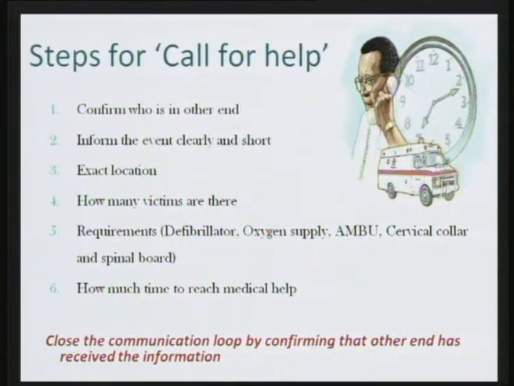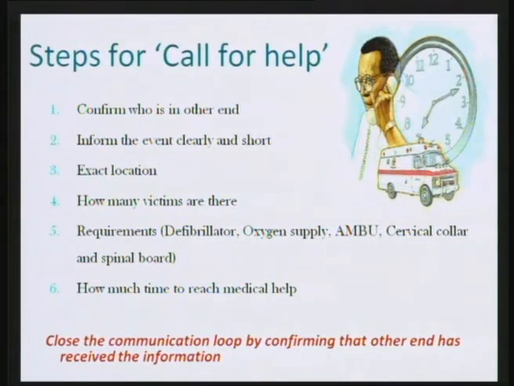How many victims are involved? It can be a single person, it can be multiple casualties. So all this information has to be given to the emergency response team, and the team has to come with the ambulance, and there are certain requirements that have to be communicated, like the ambulance should be equipped with a defibrillator, oxygen supply, ambu bag, cervical collar and spinal board, and how much time the ambulance will take to reach that location, so that till that time the rescuer can give basic life support.